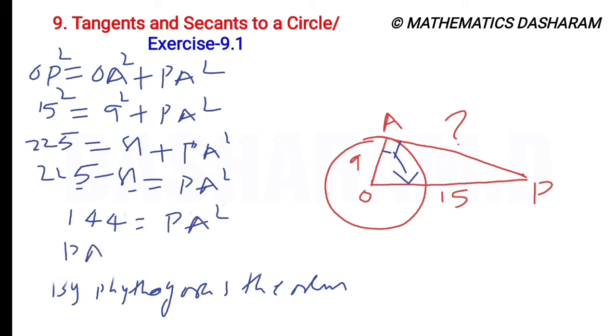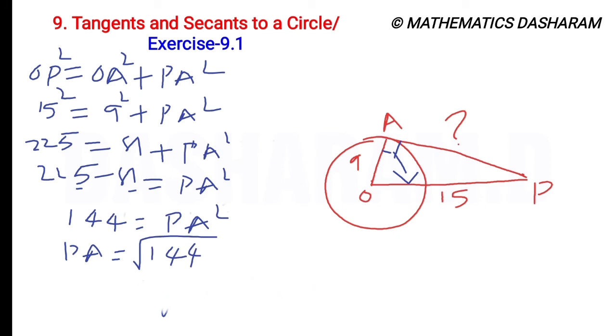Then PA equals under root 144. 144 is a perfect square number. Then PA is equal to 12 centimeters.